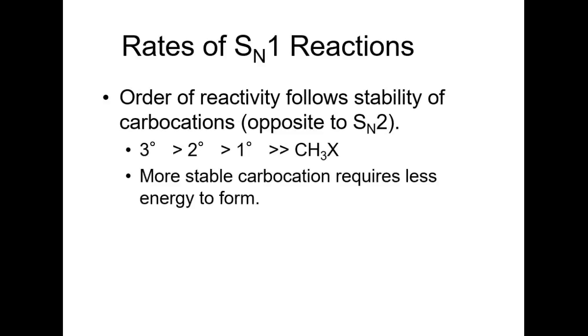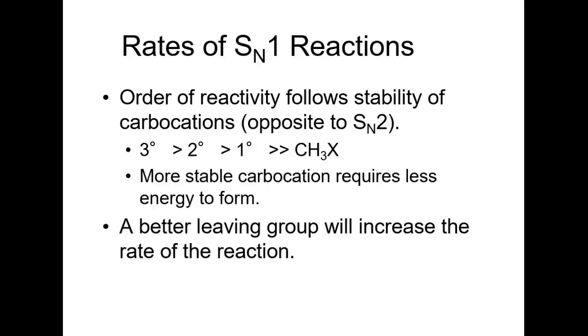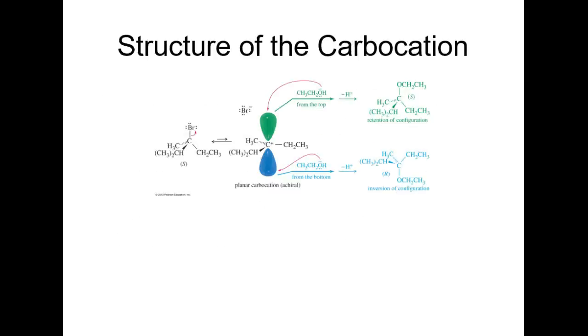All right, the rate, again, like I said, tertiary is faster than secondary, faster than primary. A more stable carbocation requires less energy to form, so the reaction is going to go faster. Okay, note, look, it even says here, opposite to SN2. Man, this author thinks just like I do. All right, a better leaving group will increase the rate. Again, you still want a good leaving group.